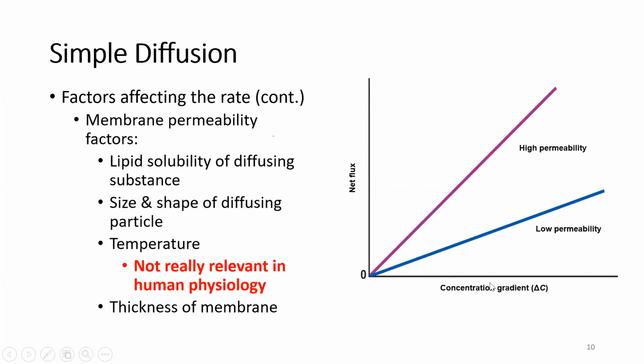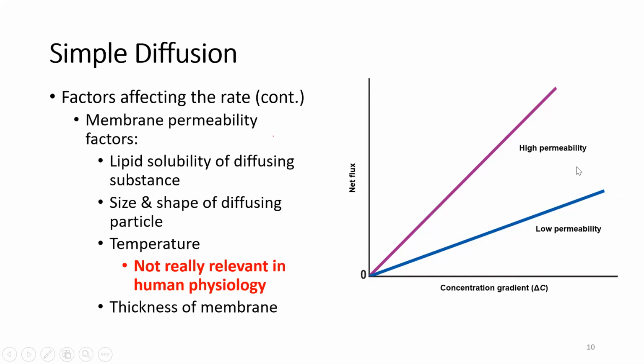And we can look at this graph here on the right, where we can see the concentration gradient again being compared to the net flux. And then we see two distinct curves or two lines which are showing the difference in permeability. If we have a high permeability and we have the same gradient, we see a faster rate of movement, whereas if we have a low permeability with that exact same gradient, we see a slower rate of transport across that membrane, okay?